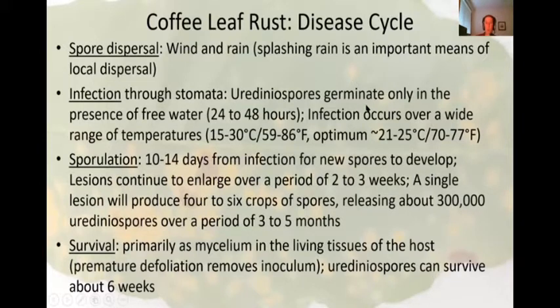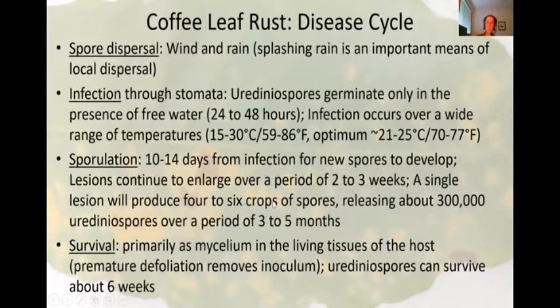And splashing rain is shown to be an important means of local dispersal. And it typically starts the infection, again, through the stomata. You have to have free moisture. There's a wide range of temperature, but there's an optimum for growth of the fungus. Once the spore lands, it germinates, it infects.